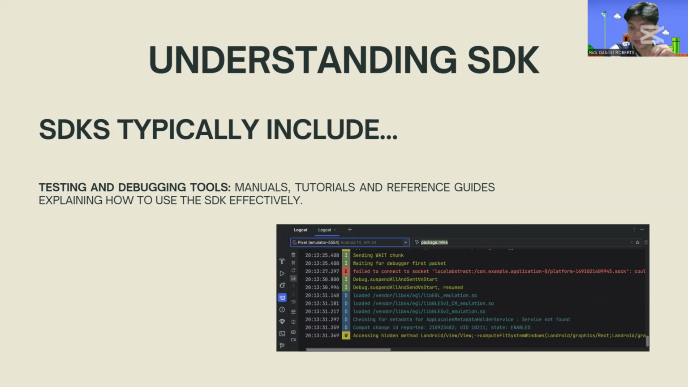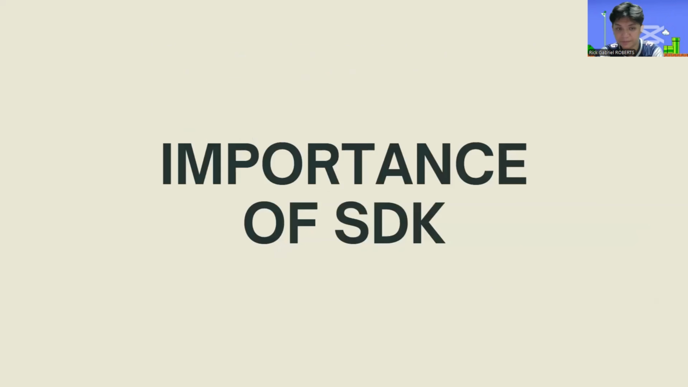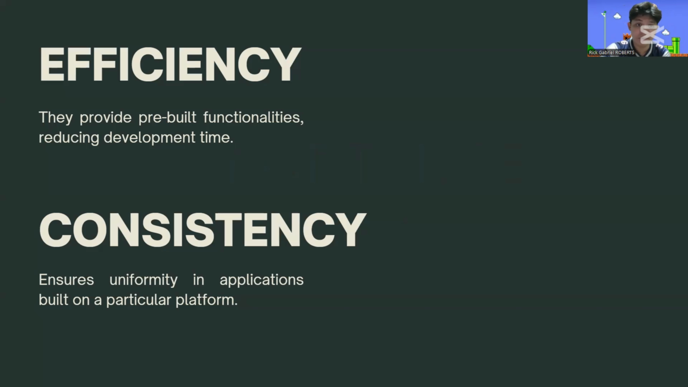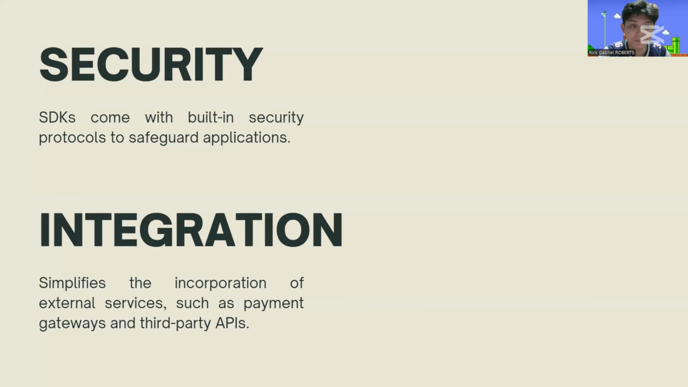Now, why is SDK important? Efficiency. They improve efficiency by providing pre-built functionalities such as ready-made code libraries and tools, and this reduces the need for developers to write repetitive code from scratch, and it speeds up the development process. Then consistency. SDKs ensure consistency in applications by following standardized guidelines and structures. So this helps developers create apps that work smoothly across a particular platform.